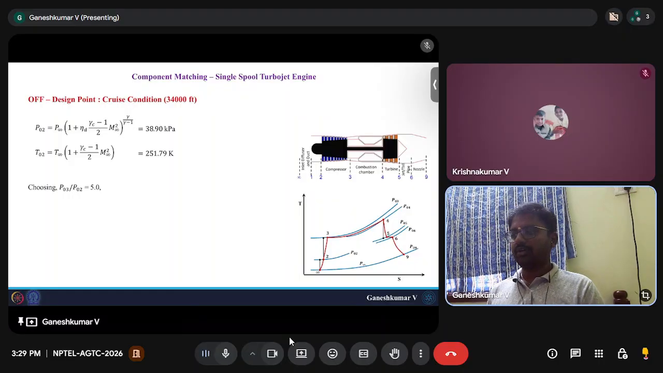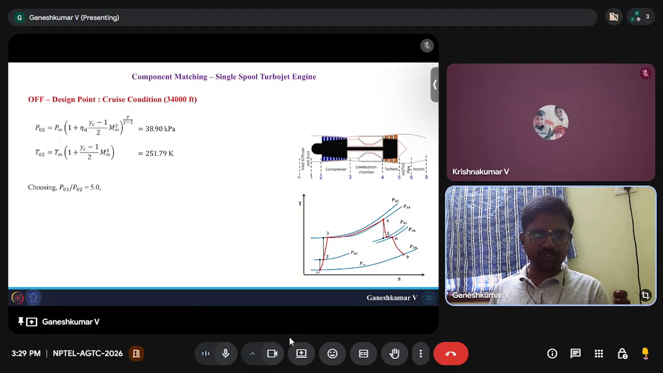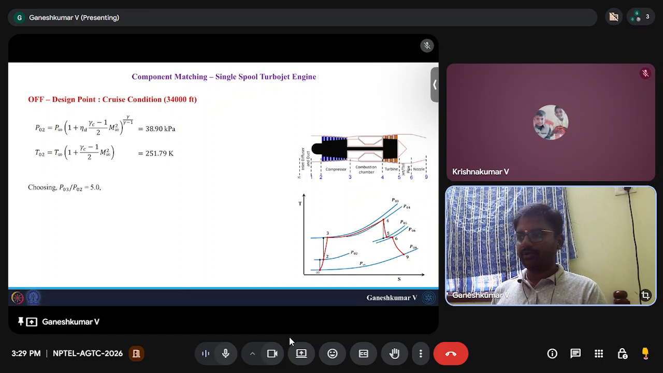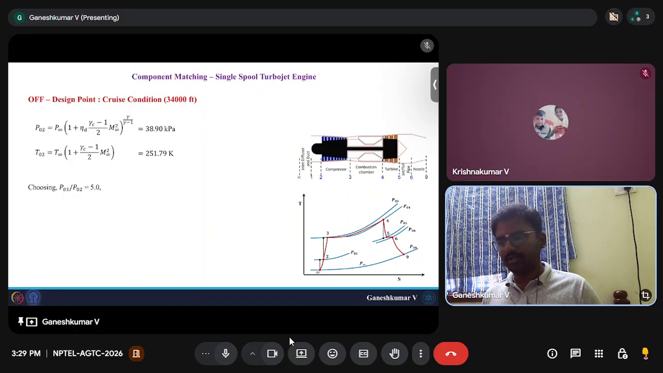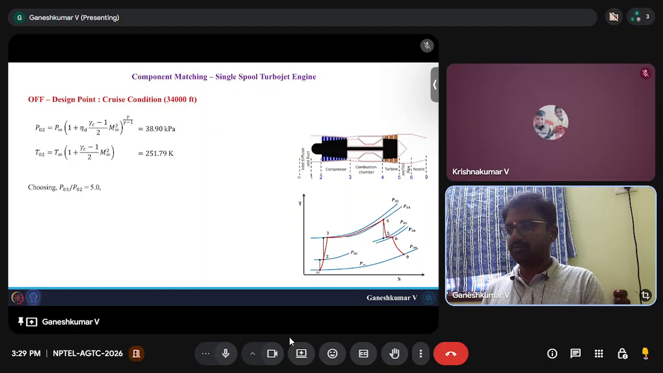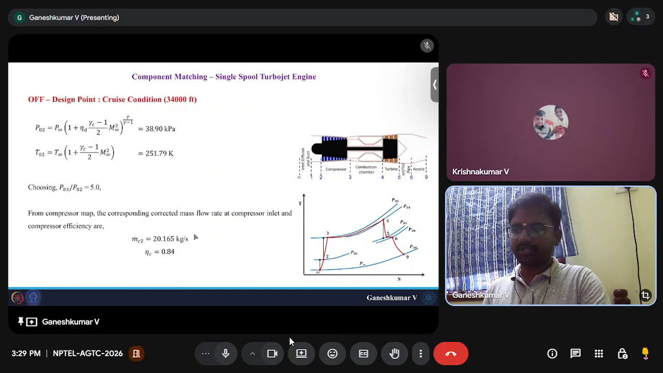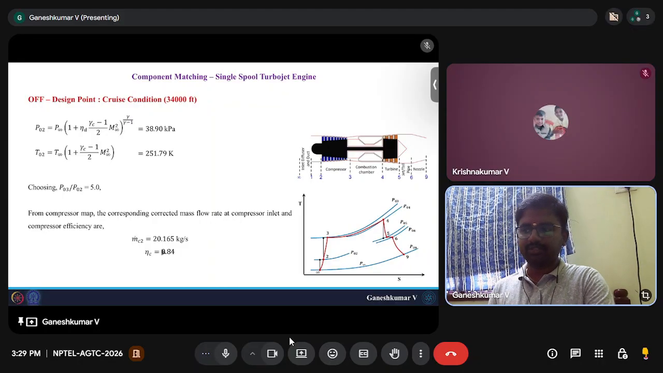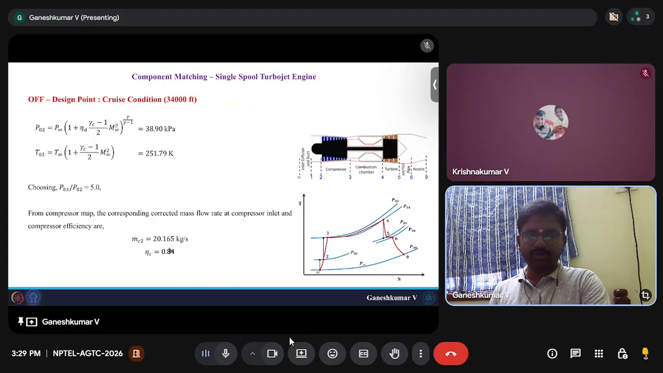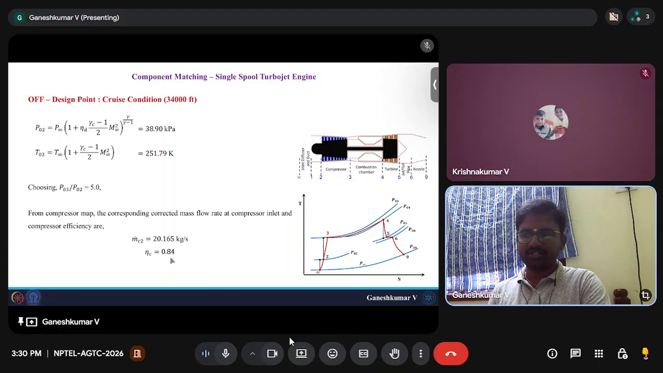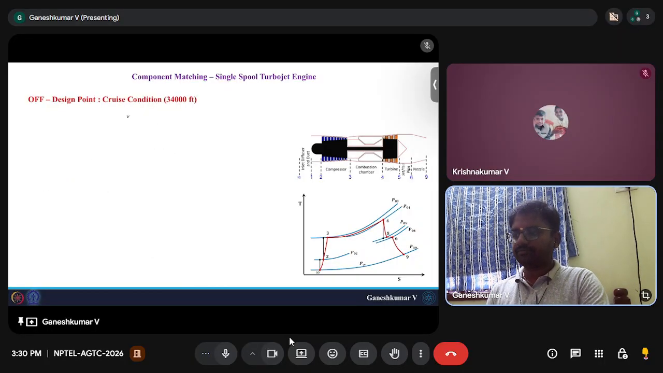So now the first step is I need to choose a pressure ratio. I'm going to choose P03 by P02 as 5, same as my design point. You can start from there. For this pressure ratio, from the compressor map, the corresponding mass flow rate at the compressor inlet and compressor efficiency are 20.165 kilograms per second, and the efficiency of the compressor is 0.8.